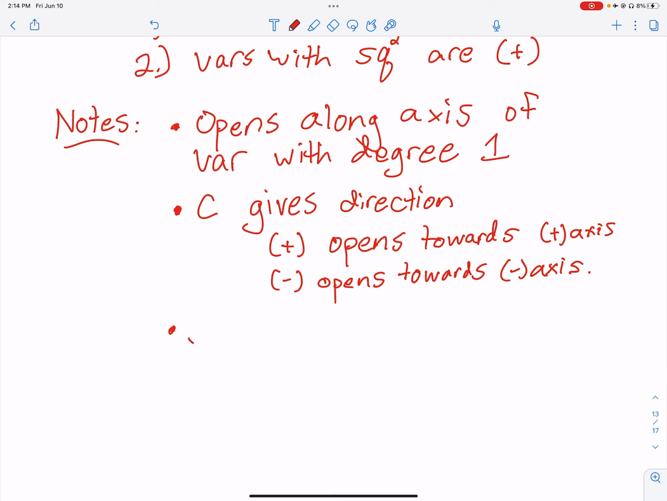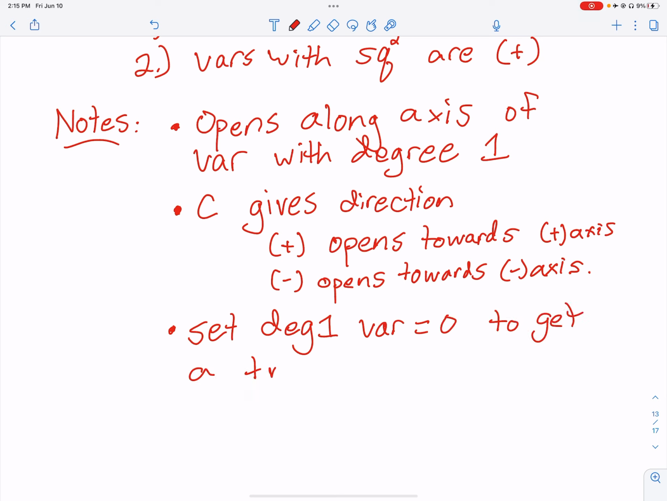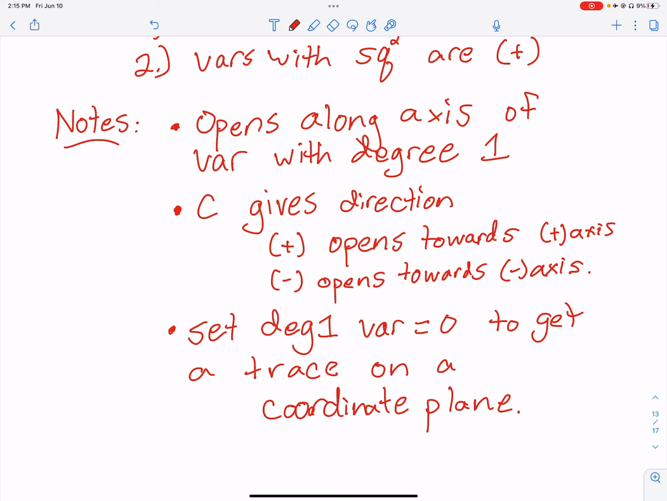And then the last thing, set the degree 1 variable equal to 0 to get a trace on a coordinate plane. All right, so those are the directions on that. Let's take a look at an example.